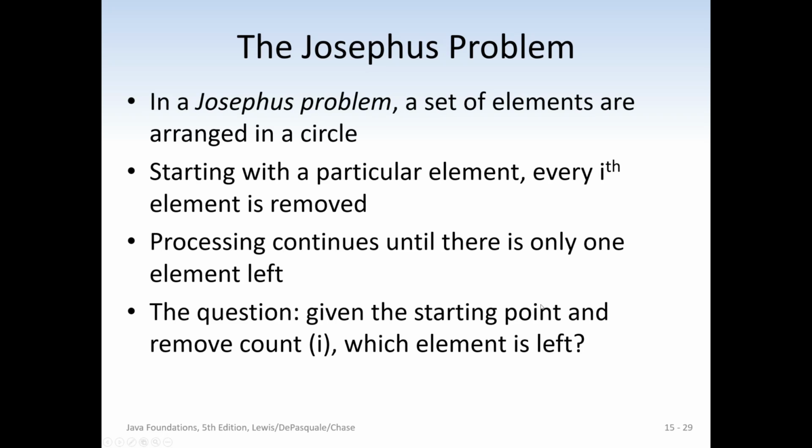All right, so we're going to look at another example of how we can use lists. We're going to look at the Josephus problem. We have a set of elements arranged in a circle, and we're going to start with a particular element, and every ith element we're going to remove. So we start on a particular one, hop, hop, hop, hop, hop, and when we get to I, we remove it. And we keep doing that until there's only one element left. Given the starting point and a remove count, I, which element is left? This is the question that we want to answer.